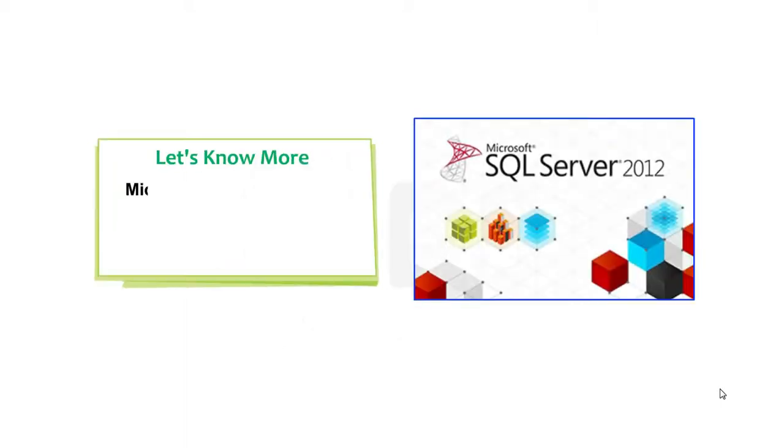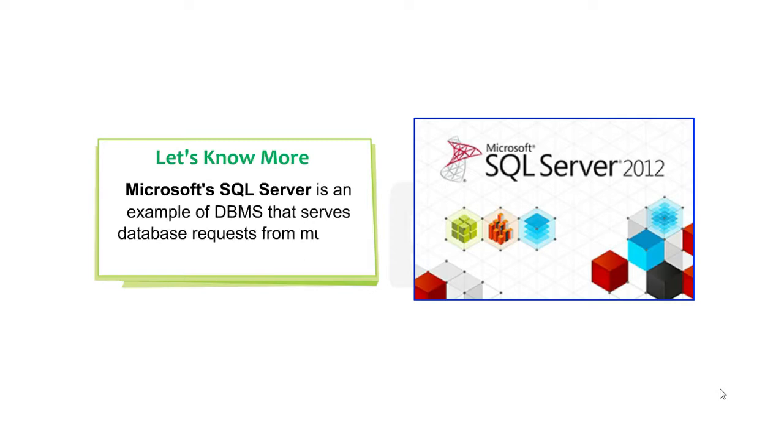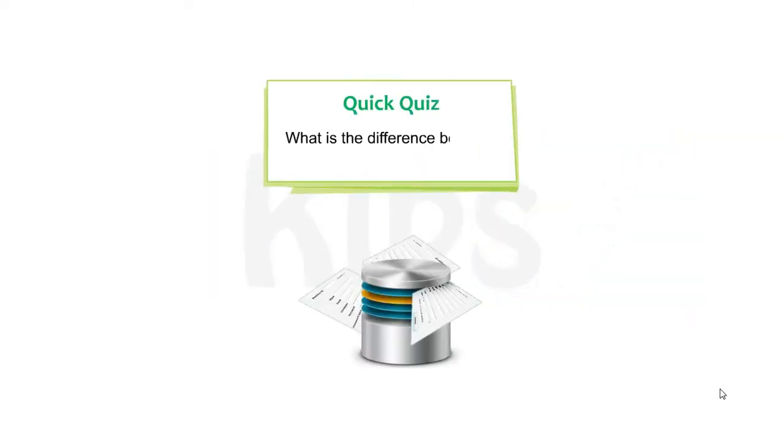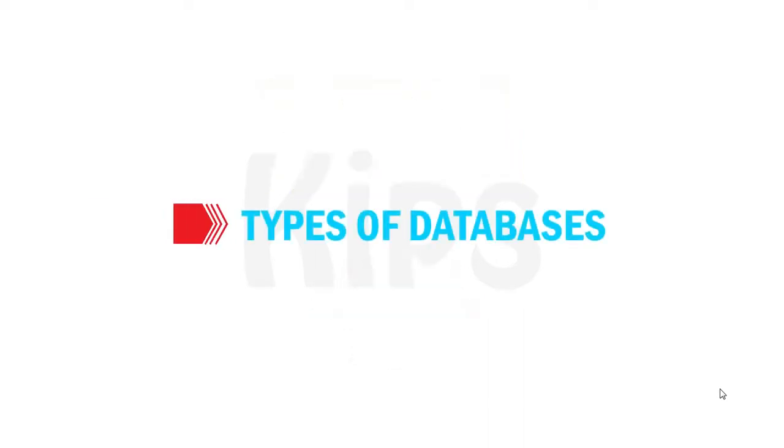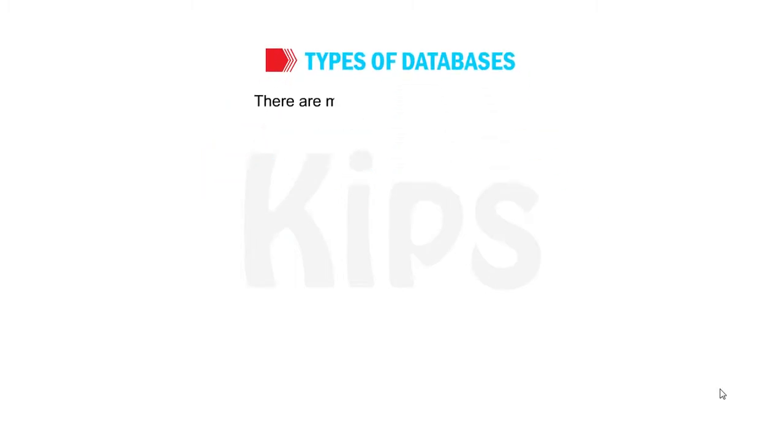Students note that Microsoft's SQL Server is an example of DBMS that serves database requests from multiple users. Quick quiz: what is the difference between a file and a database? Before moving forward, let us first discuss about types of database. There are mainly two types of database.